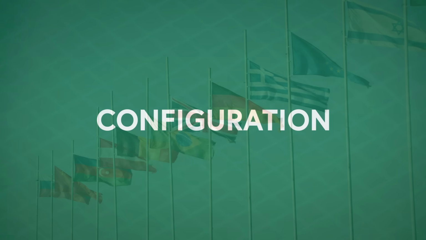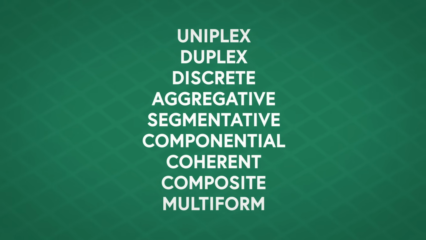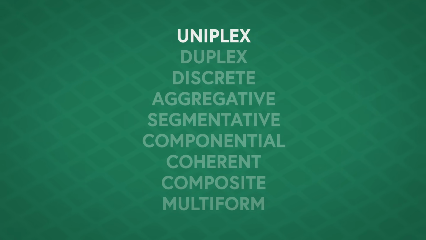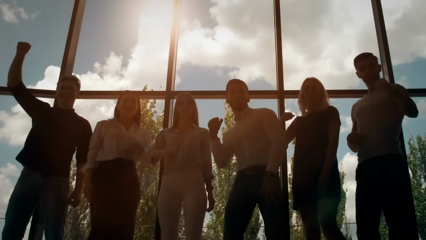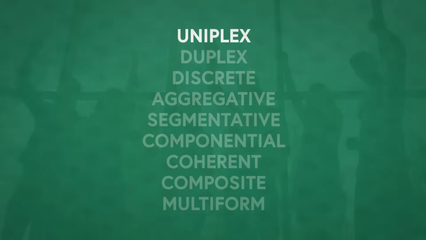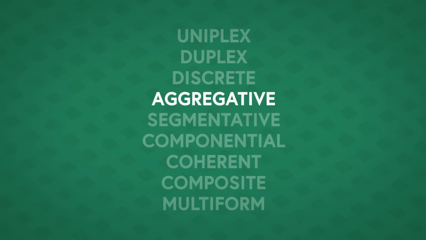Let's start with configuration. There are 9 options which express how many things our word describes. Now, I've been talking about one dweeb, which would be the uniplex, but actually this video was made by a whole team of dweebs. So let's actually use the aggregative configuration, which describes an associated group or set of non-identical entities. Next, affiliation. What's the relationship of us dweebs?